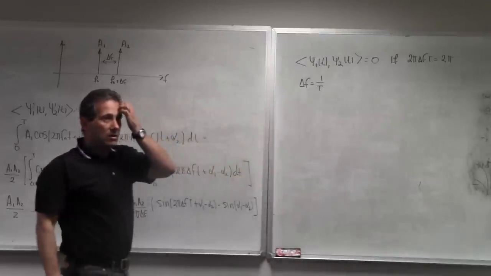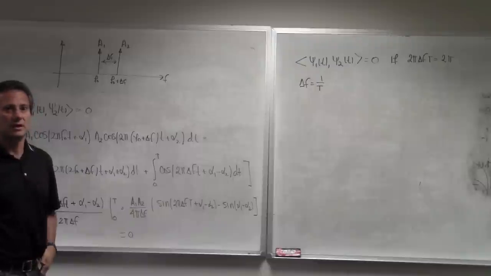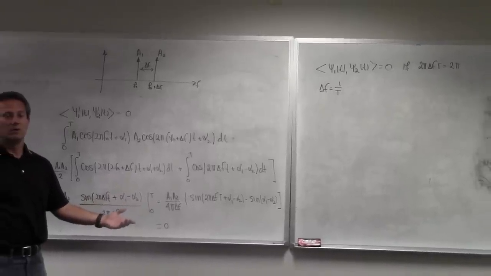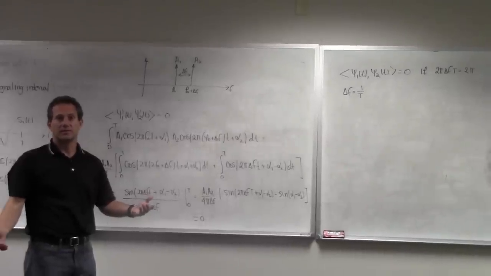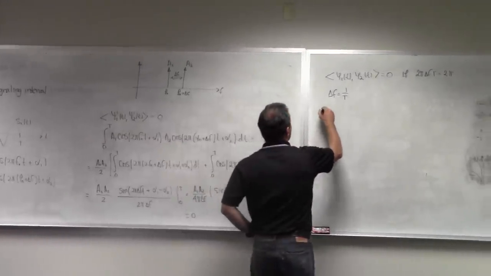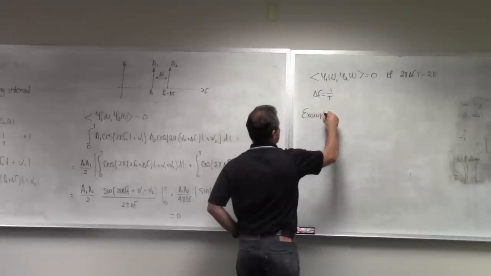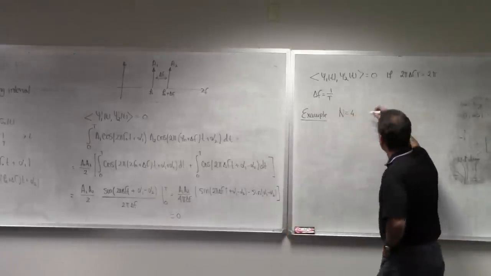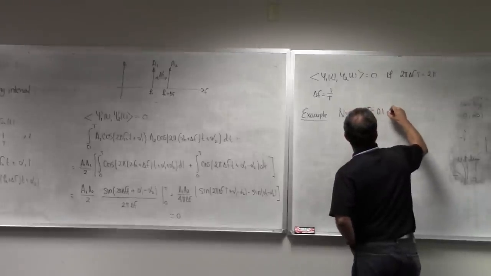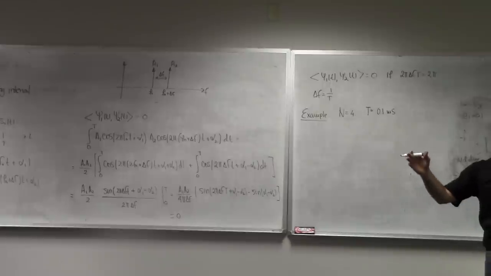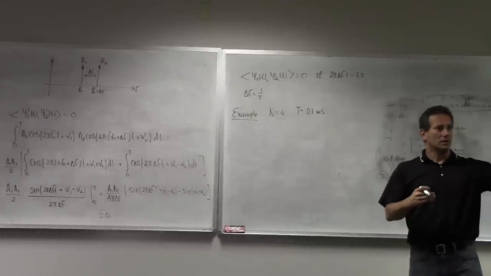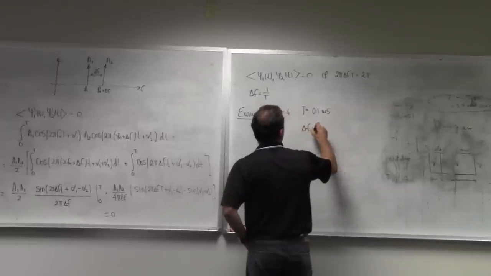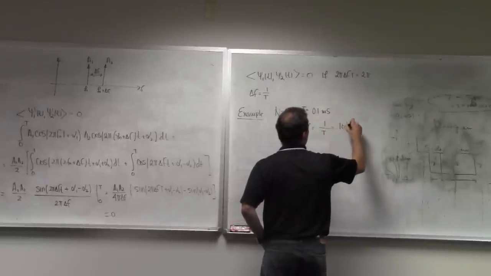Okay? So now let's think about this result. Now I have a means of creating potentially an infinite number of orthogonal sines and cosines. Let me work an example before I generalize. So let's say I want to have N equal 4, just for the sake of example, and let's say my T is equal to 0.1 milliseconds. That's the signaling period that I'm going to use. I'm going to signal every 0.1 milliseconds. So what should be delta f? Delta f is 1 over T, which is giving me 10 kilohertz.